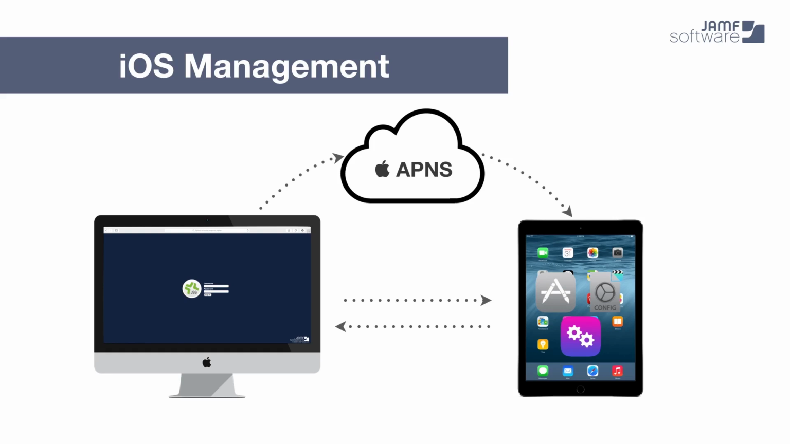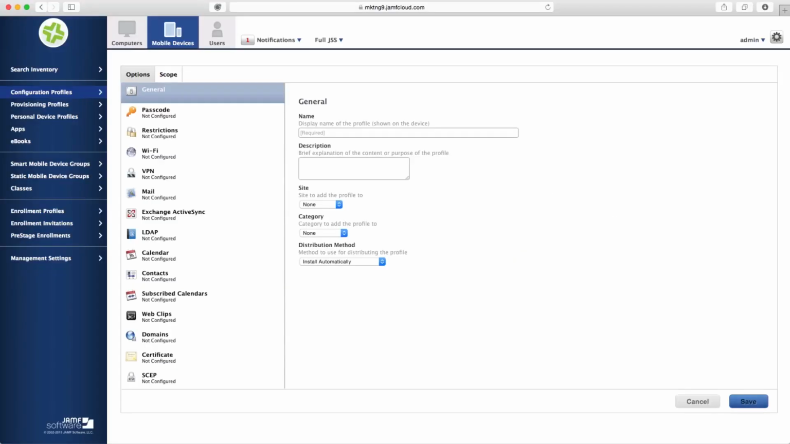I'm going to show you what this looks like inside of the JSS here. This is a screenshot of the JSS, and we're looking at configuration profiles right now. Again, that was the main thing that lets you configure both iOS and Macs. It was very similar to group policy objects if we think back to the PC world.